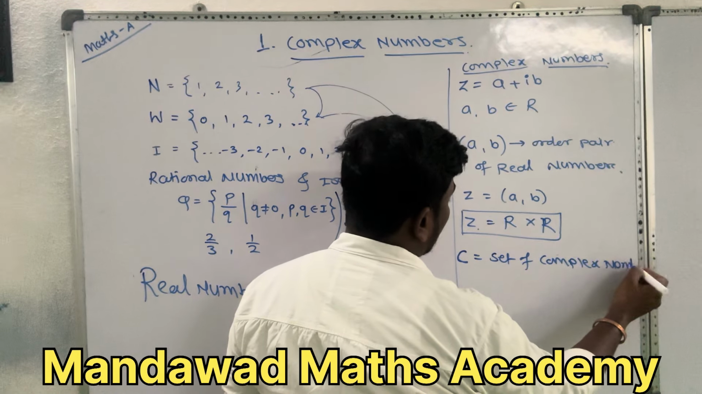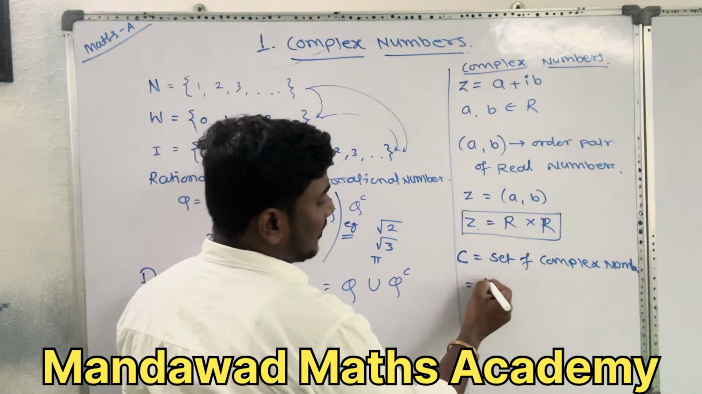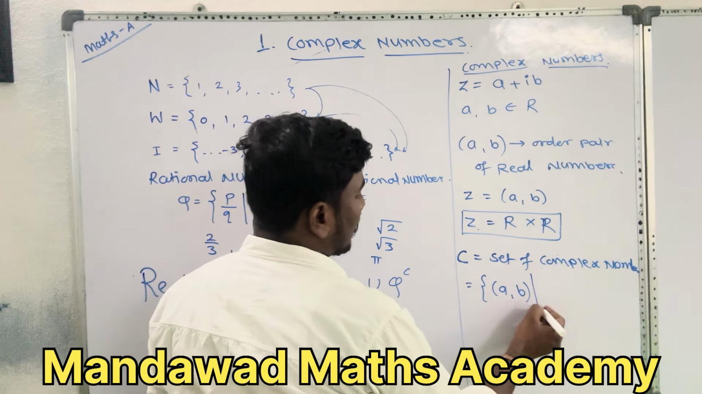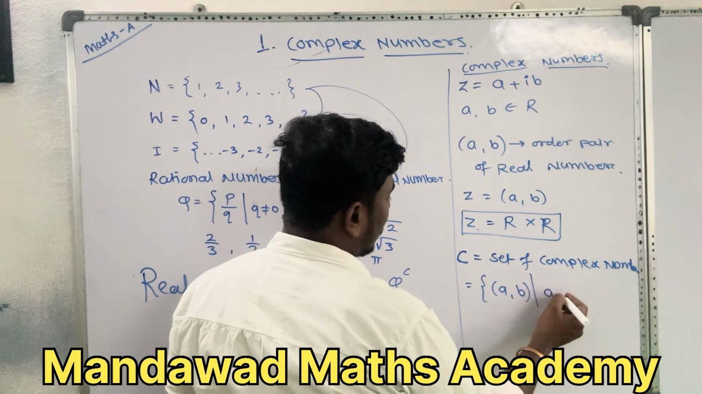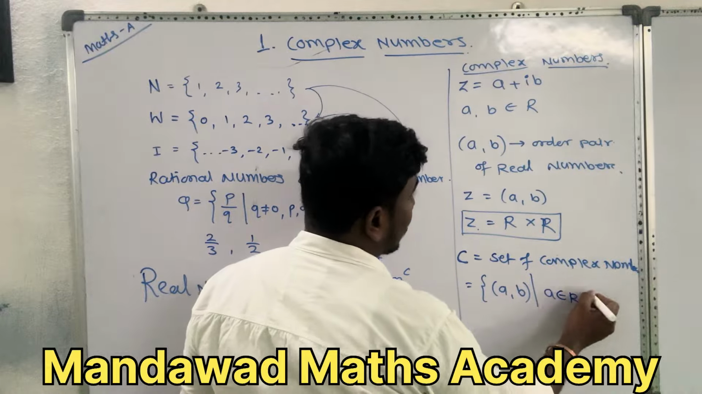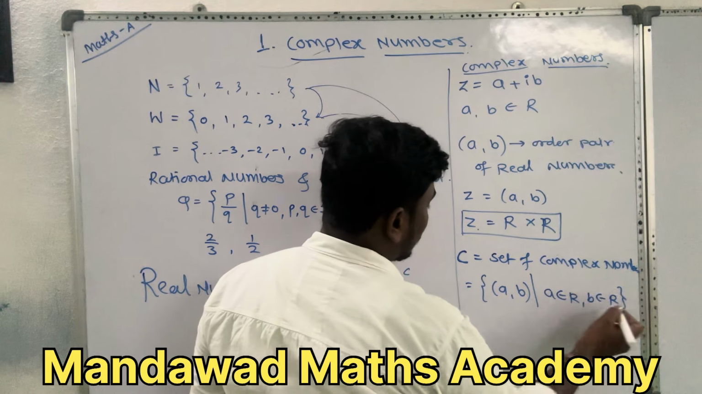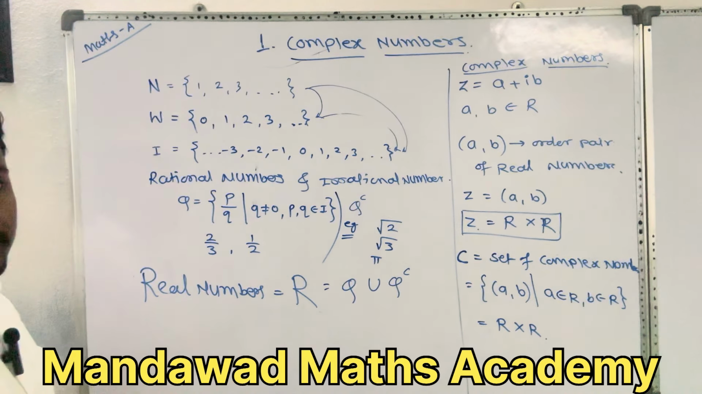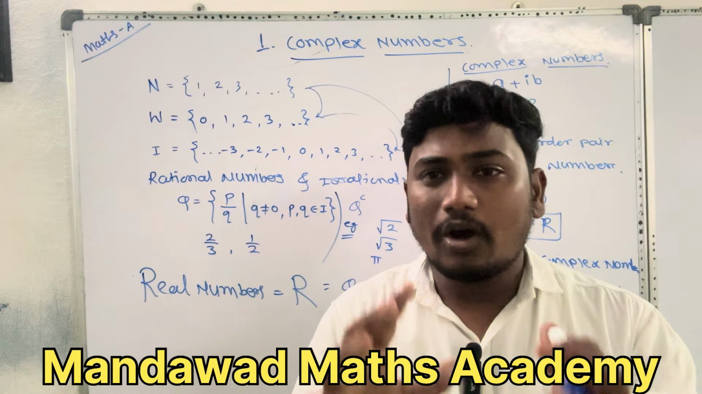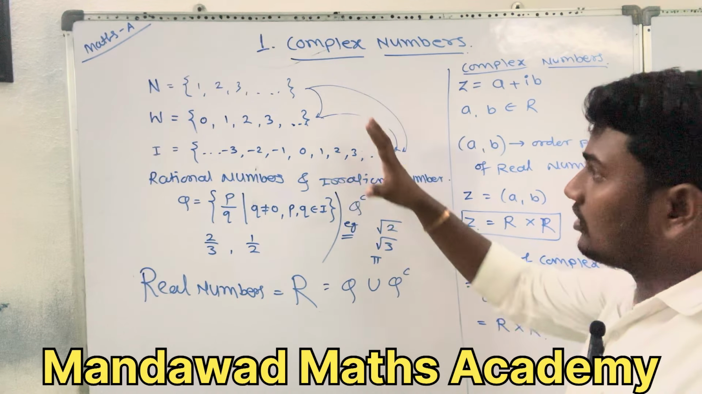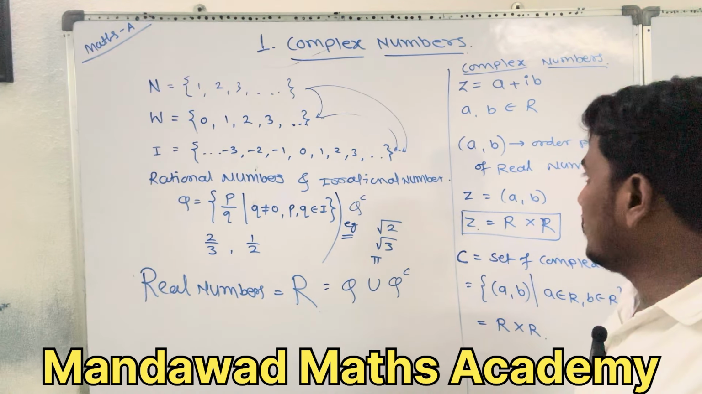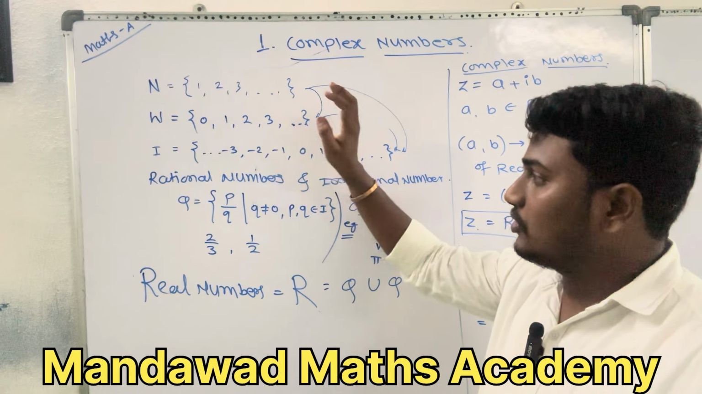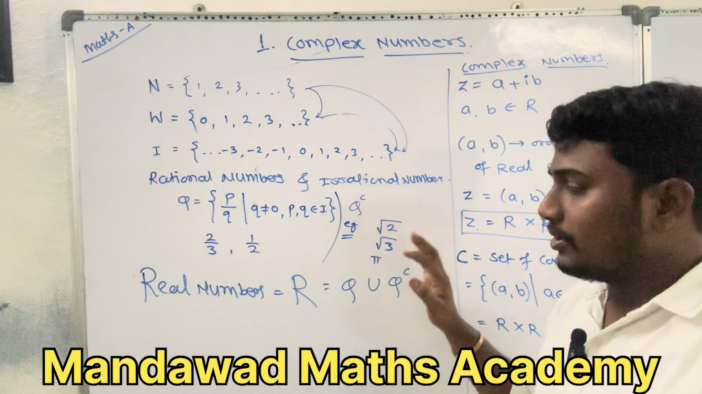The set of complex numbers is defined as the set of ordered pairs (a, b), where a belongs to R and b belongs to R. So this can be written as R cross R. Once again, the complex numbers are a superset of all these sets of numbers: N, W, I, Q, and Q complement in R.